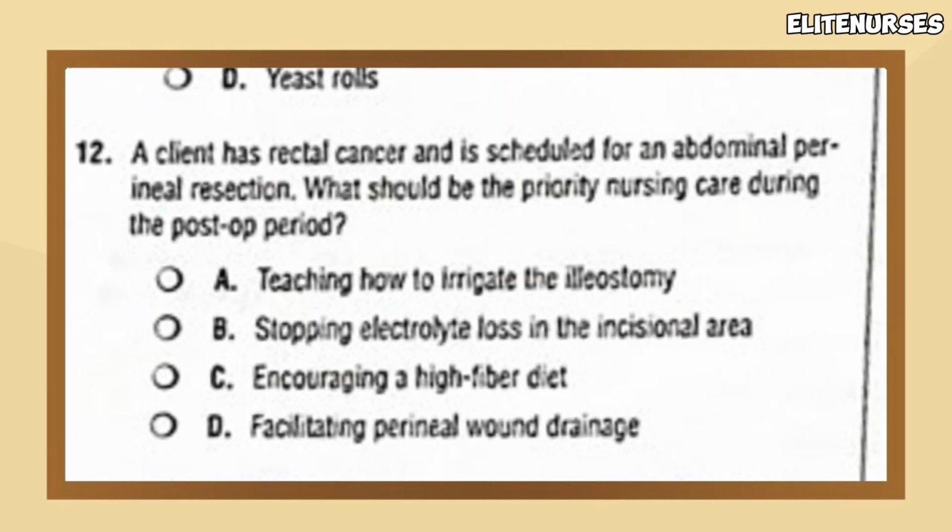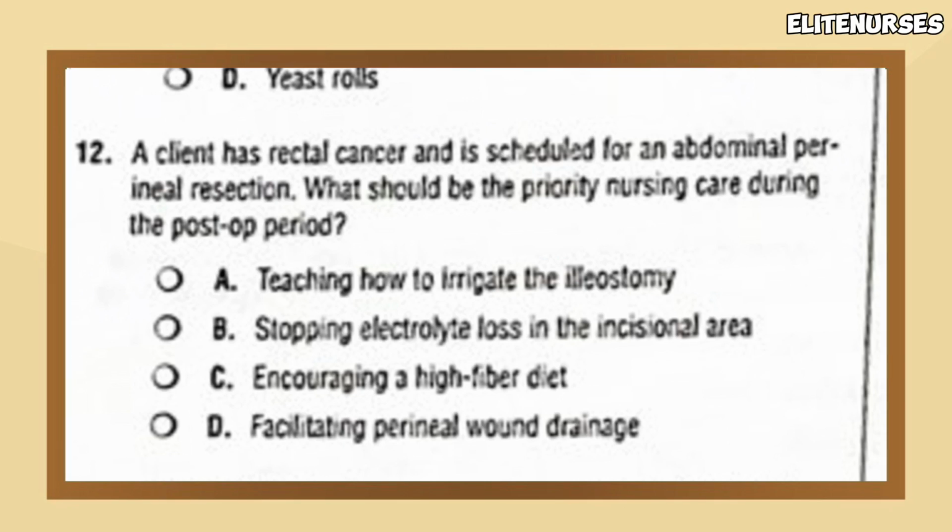Question 12. A client has rectal cancer and is scheduled for an abdominal perineal resection. What should be the priority nursing care during the post-op period? We have A, teaching how to irrigate the ileostomy. B, stopping electrolyte loss in the incision area. C, encouraging a high fiber diet. D, to facilitate perineal wound drainage.